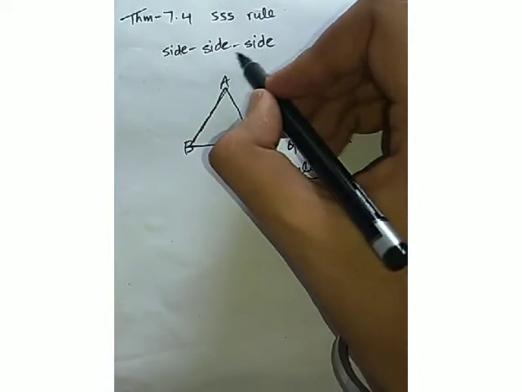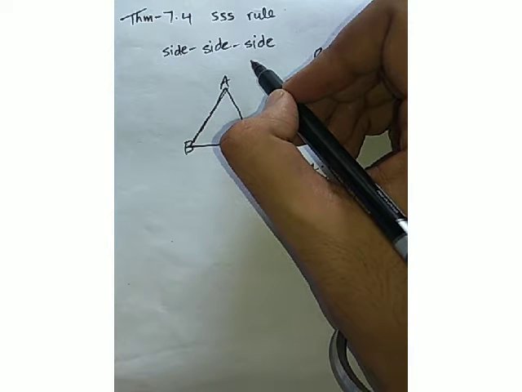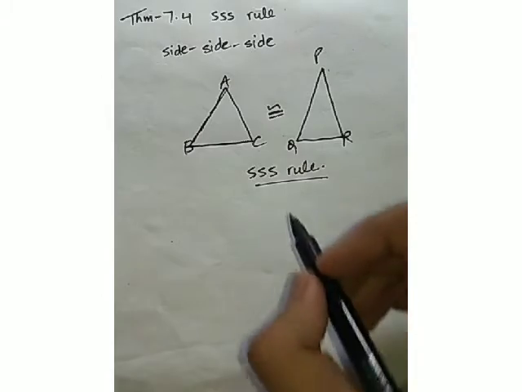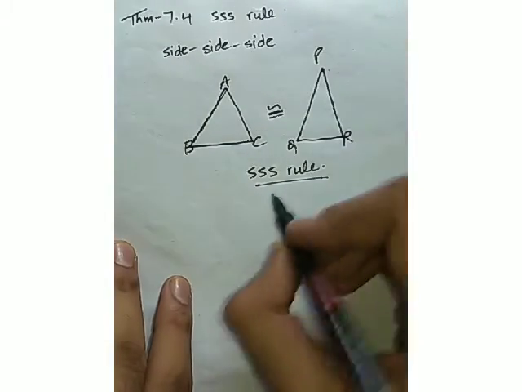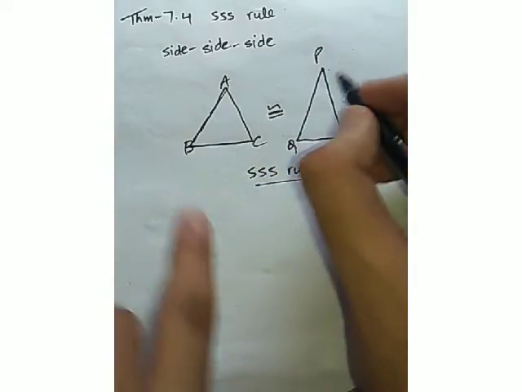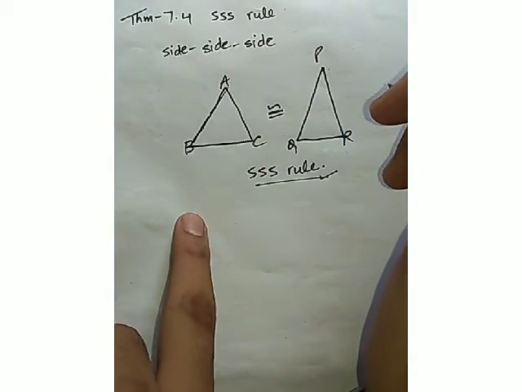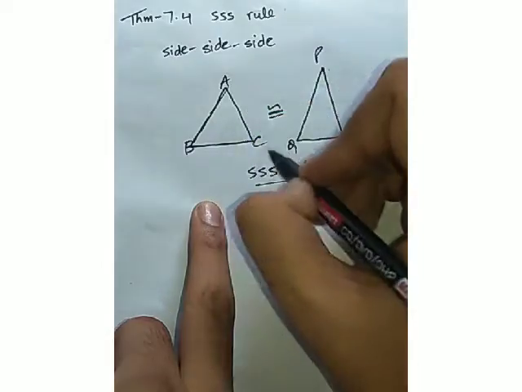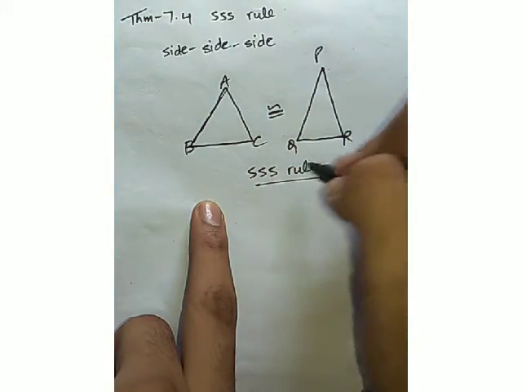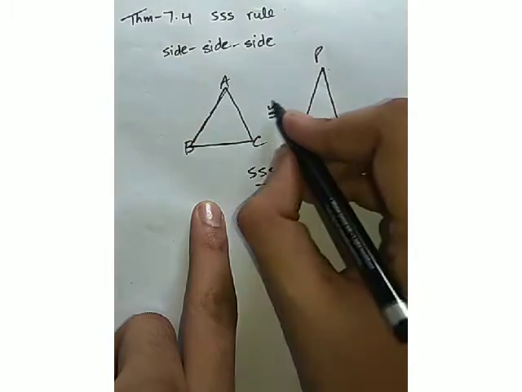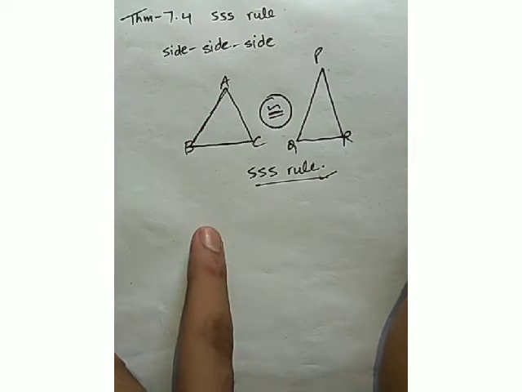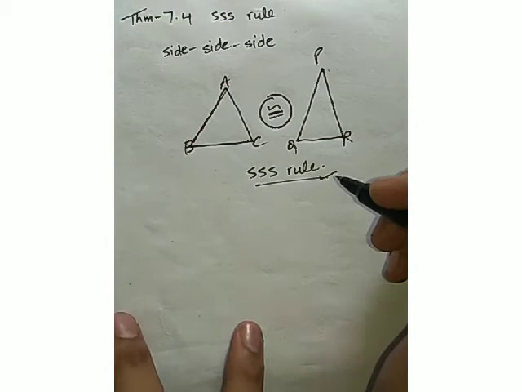This is basically your theorem 7.4, and there is no proof of this in your syllabus. You just have to remember when to use SSS rule. So this is a new rule that you can add in your dictionary of congruency rules. Now its statement, to be more precise: if three sides of one triangle are equal to the three sides of another triangle, then the two triangles are congruent. As simple as that, nothing complicated. So this was theorem 7.4.